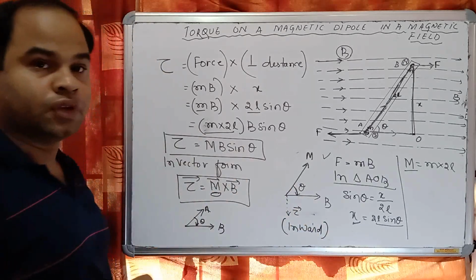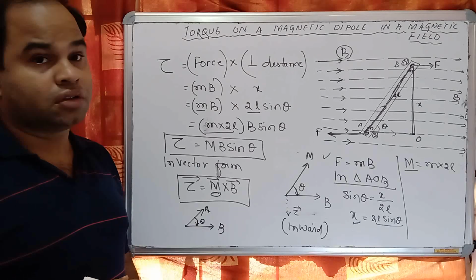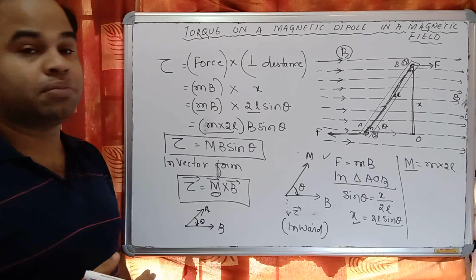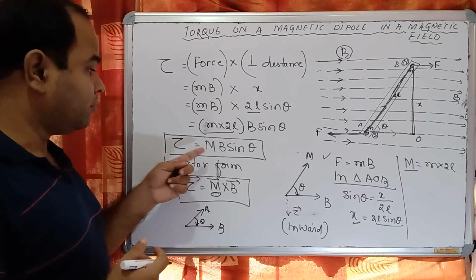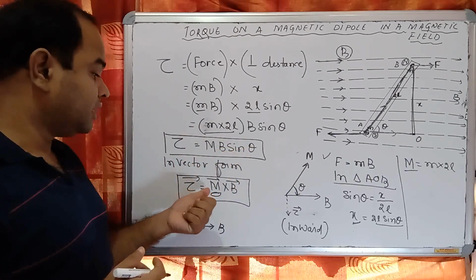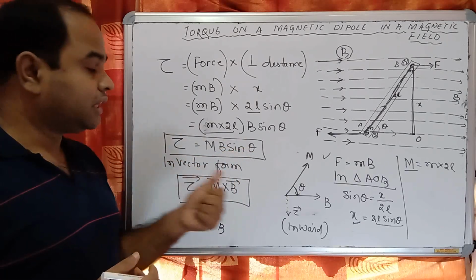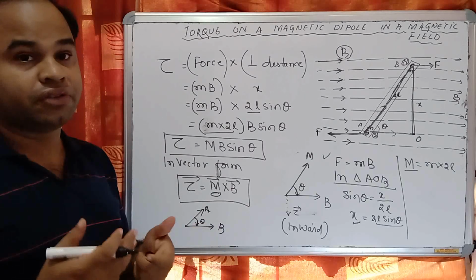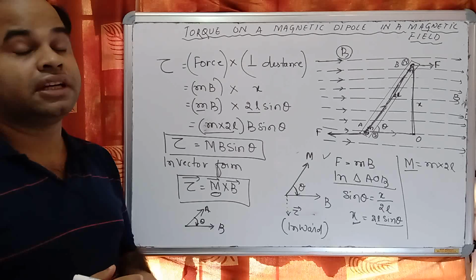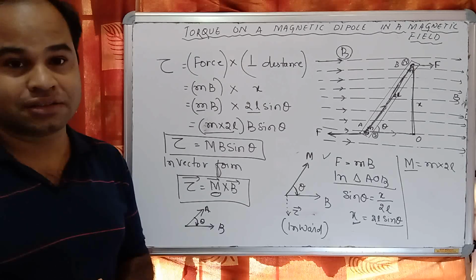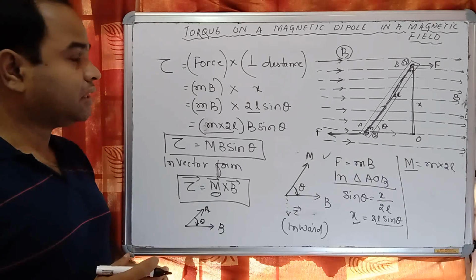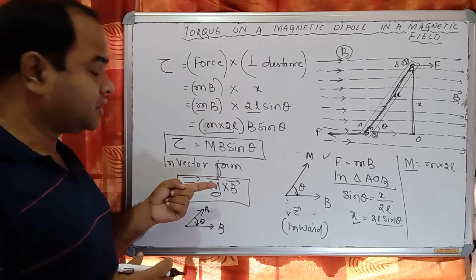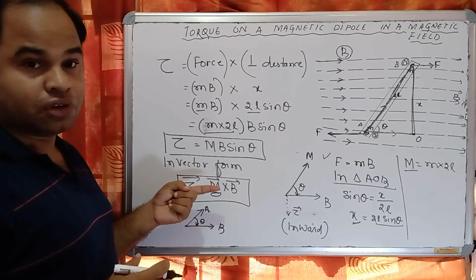So the magnitude of torque acting on a bar magnet placed in a magnetic field is mB sin theta. In vector form it is m cross B. In this case the direction is inward, as per this cross product of vectors. Next we will find the maximum and minimum value of torque acting on this magnetic dipole.